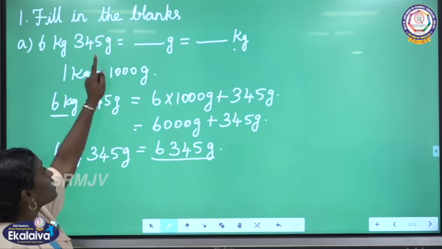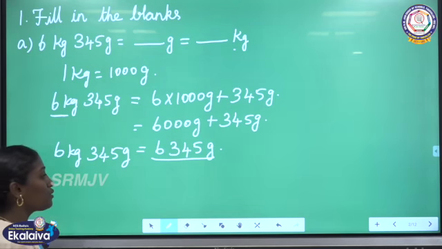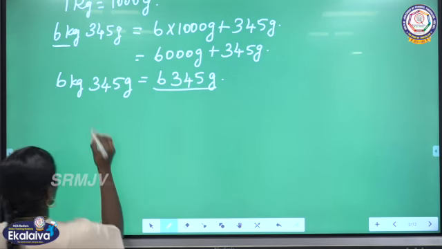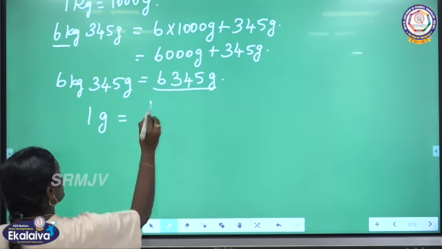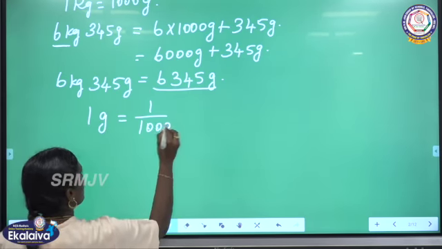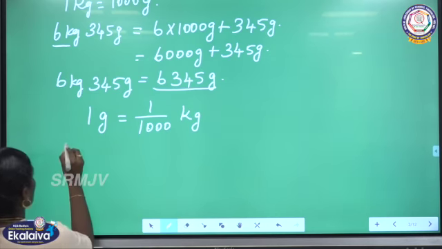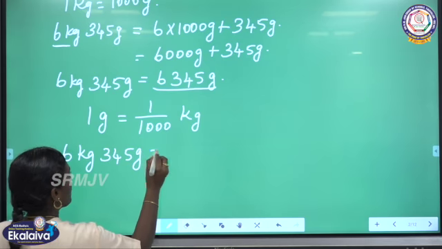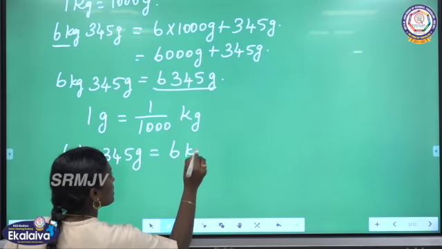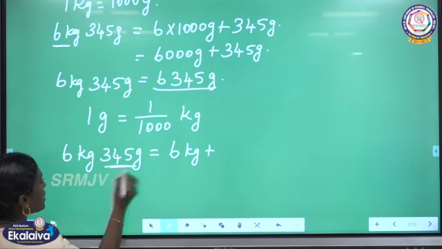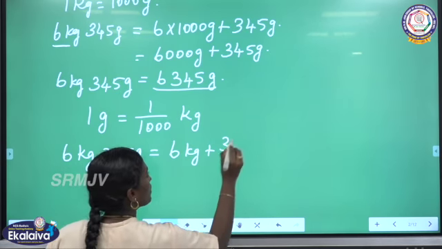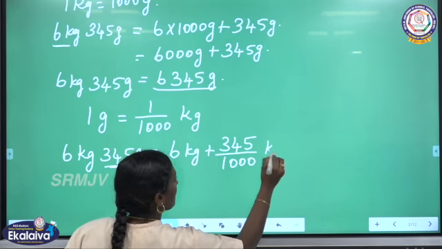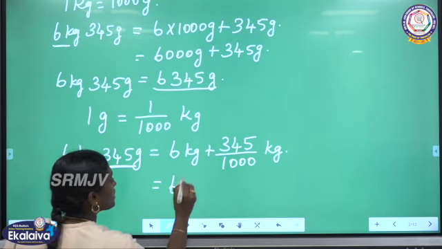Now we are going to convert it into kilogram. That is, we have to convert gram to kilogram. Smaller unit to greater unit. So we have to use division. So we know that 1 gram is equal to 1 by 1000 kilogram. Here the given question is 6 kilogram and 345 gram. Here 6 kilogram as it is. Now we are going to convert 345 gram to kilogram. So 345 divided by 1000 kilogram, which is equal to 6 kilogram.